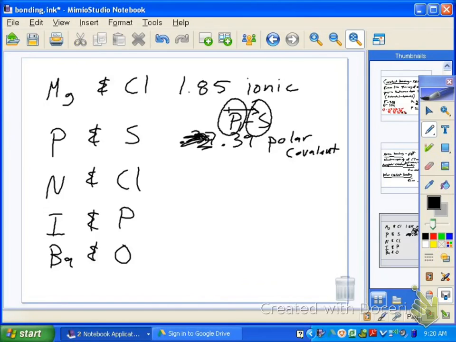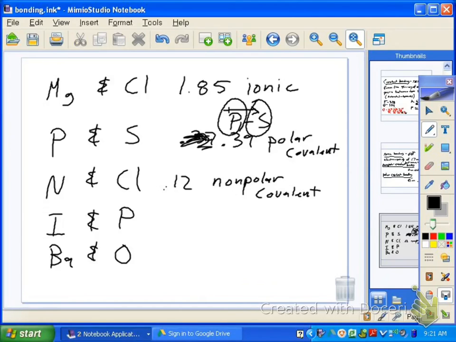Bubba, did you get an answer for N and Cl? 0.12, nonpolar. Well, that means that when that bond forms, there's not much difference in electronegativity, and it's equal charge on both sides. It's just basically neutral on both sides because there's not an unequal share, not enough to create a polar bond. So nonpolar covalent. Good. Okay.